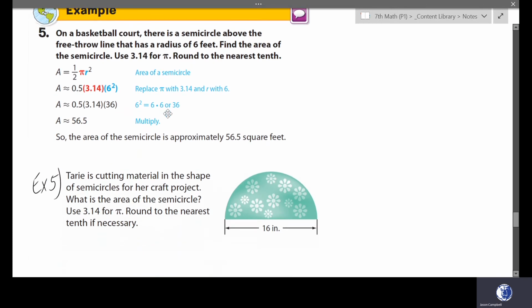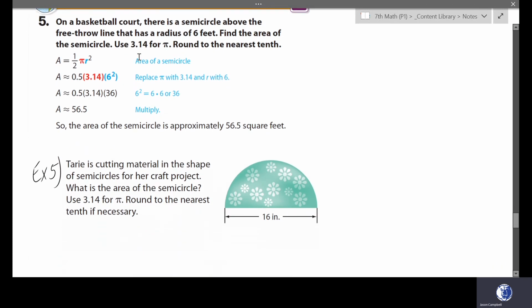In example 5, it says, on a basketball court, there is a semicircle above the free throw line that has a radius of 6 feet. Find the area of the semicircle, use 3.14 for pi. So all they did is the same thing we did in example 4, 1/2 multiplied by pi multiplied by radius squared. They plugged in 6 for the radius and got an answer of 56.5. If we plug in 6 to our formula, we do get an area of 56.5.